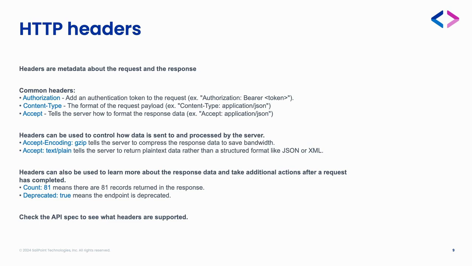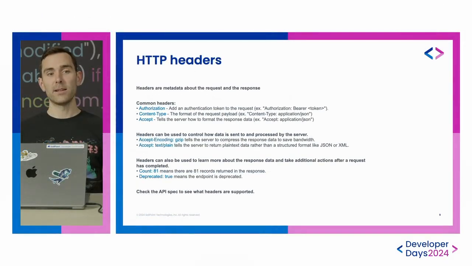Headers can be used to control how data is sent to and processed by the server. So it depends on the REST API that you're working with, but you may have the ability to tell the server that you want to zip or compress the data before you send it out and when you receive it. That way you're using less bandwidth to get that data back. And again, you may also tell it via the accept header what kind of data you want to receive back, whether that's like text or CSV or XML.